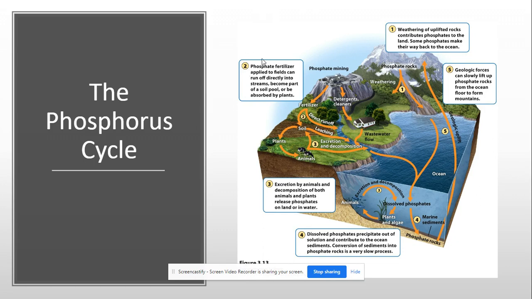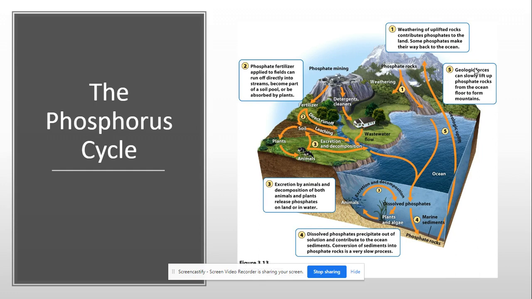We could see phosphate fertilizers that may be added to agricultural fields can also similarly be taken via runoff into any type of waterway or potentially absorbed by plants. Any excretion from animals or decomposition from both plants and animals can help to release phosphates into the land or into the water. Dissolved phosphates that then precipitate out of that solution become more solidified into ocean sediment, and can over time become phosphate trapped within rocks.